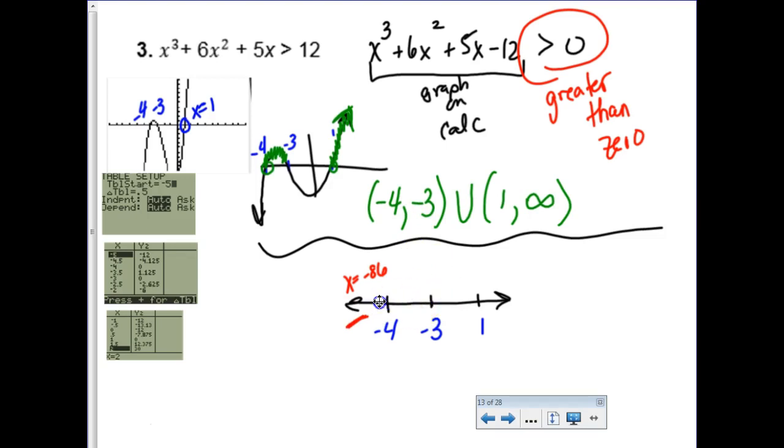Between -4 and -3. Not a lot of choices here, guys, that are nice. So give me something. How about -3.29? And when you plug that in, you get positive. Yes, this is my first hour class, people. All right, in between -3 and 1, a fabulous point to test would be 0. Okay, or 0.2. And you get something negative.